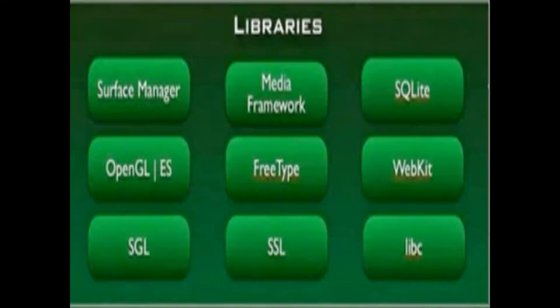Here comes the next layer, the native libraries. Libraries are nothing but some logical groups or logical instructions that we need to give to the kernel to perform an action. For this, we have several libraries.